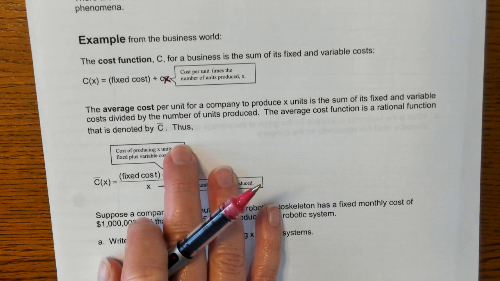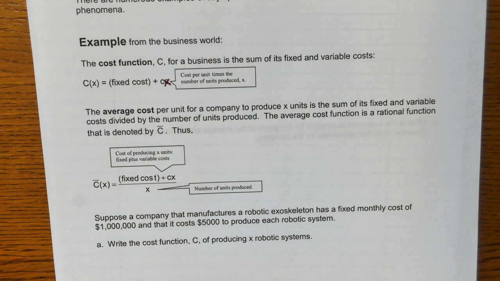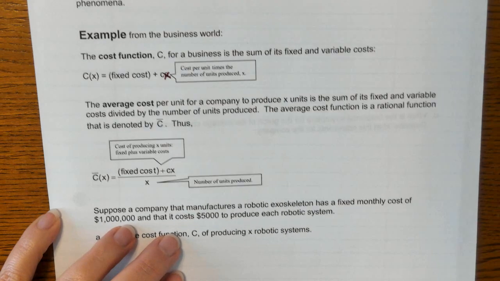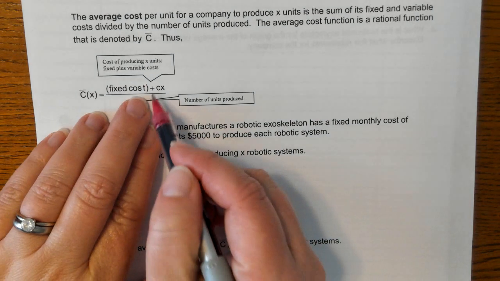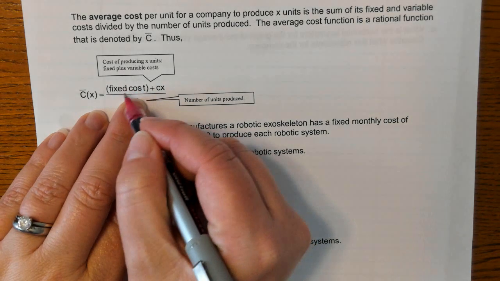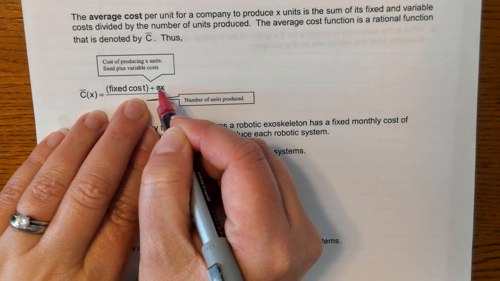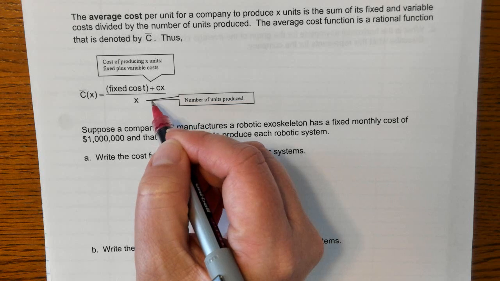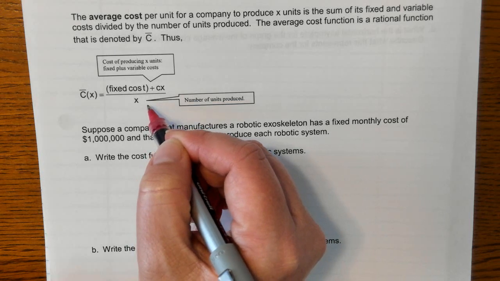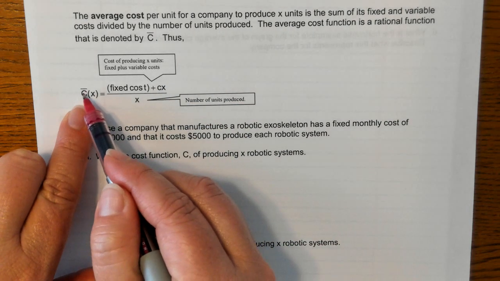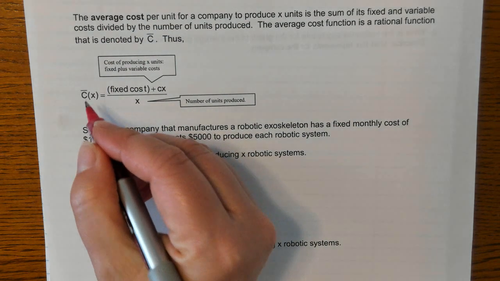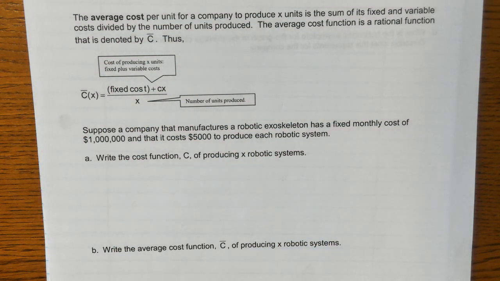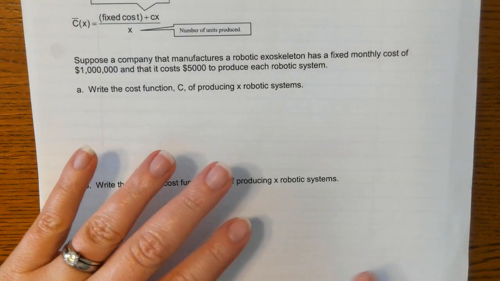Then average cost is how much you spend on average per item that you produce. So it's all of your cost, your fixed cost plus cost per item, divided by how many items you made. We put a little line over the C to show that it's our average cost. In math, when we put the little line on top, that's our way of saying average.